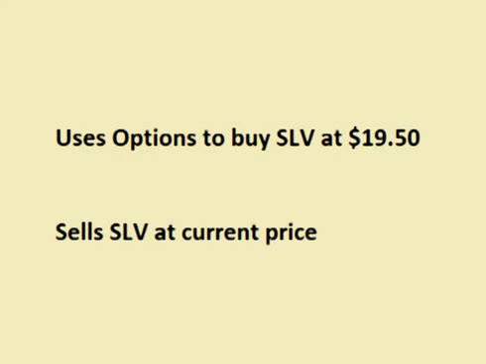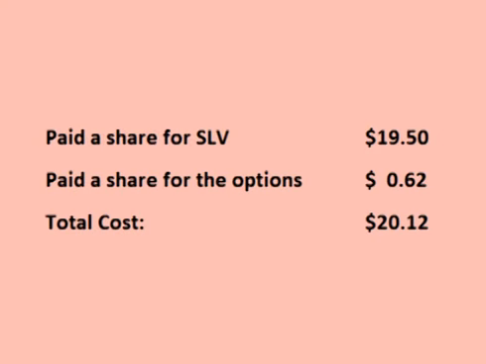Let's say that the price of SLV climbs to $20.12 or above. The trader uses his options to buy SLV at $19.50. He then sells it for the current price of $20.12 or above. He paid $19.50 for SLV, and he paid 62 cents up front to buy the options, so his total cost is $20.12 a share. If he sells SLV above $20.12, the difference is his profit.